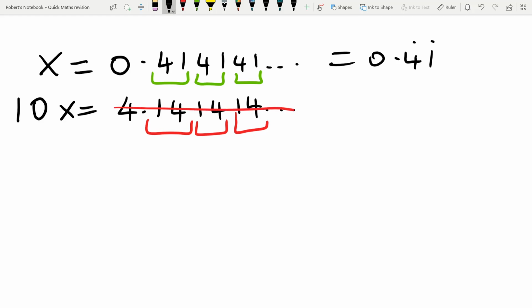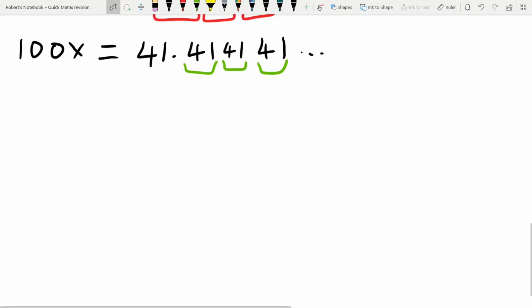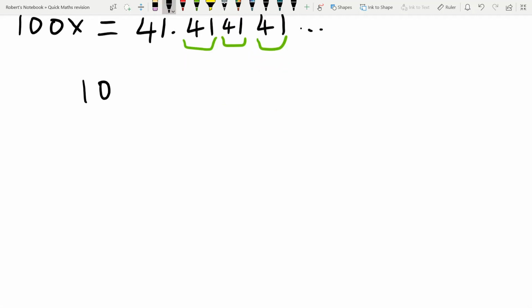Instead, if we multiply by 100, we'll get 41.414141... and we'll see that again we have 4 1's after the decimal point, which is good, which is what we want. So now we'll do the same as before. We're going to just subtract them from each other so that we can rearrange for x.